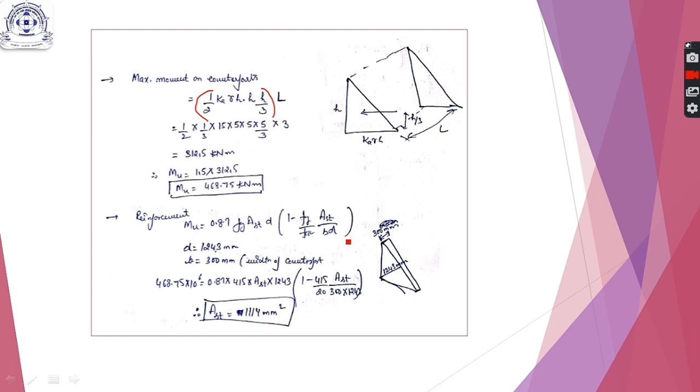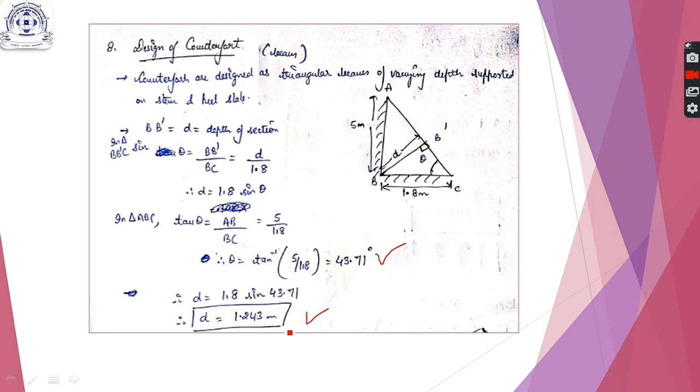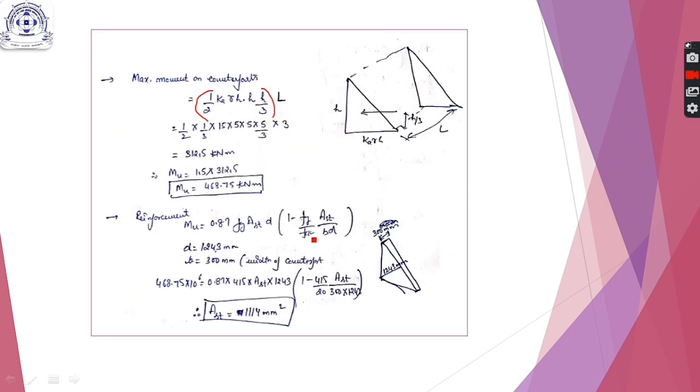Now note here carefully, here B will be 300 because the width of this counterfort is acting now like a beam. So this width of beam is 300 mm and the depth of this beam is 1243 mm. We have calculated here. So keep this in mind. This B is not 1000 as we take in the previous cases. Now this is a slab, not a beam.